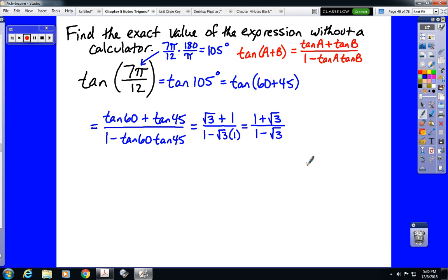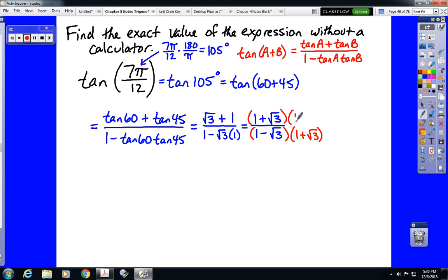Now, tangent is a unique situation because tangent is a fraction. And in a fraction, according to our rules of algebra, our proper notation rules, we are not allowed to have a square root in the denominator. So we have to do something to get rid of this root 3. Now, I don't know if you remember this from Algebra 2 or not, but in Algebra 2 we learned how to multiply by the conjugate to rationalize the denominator.